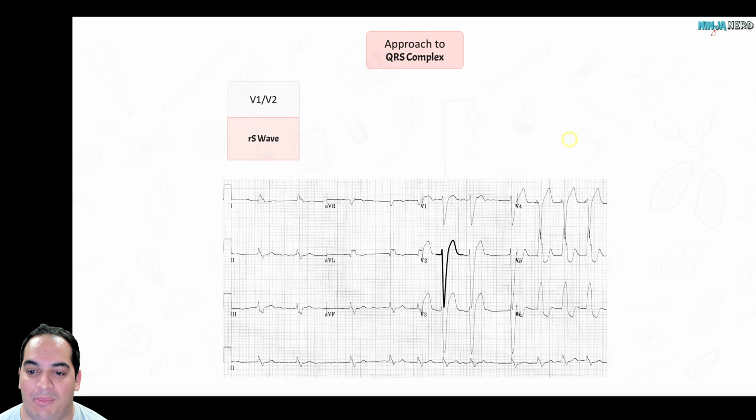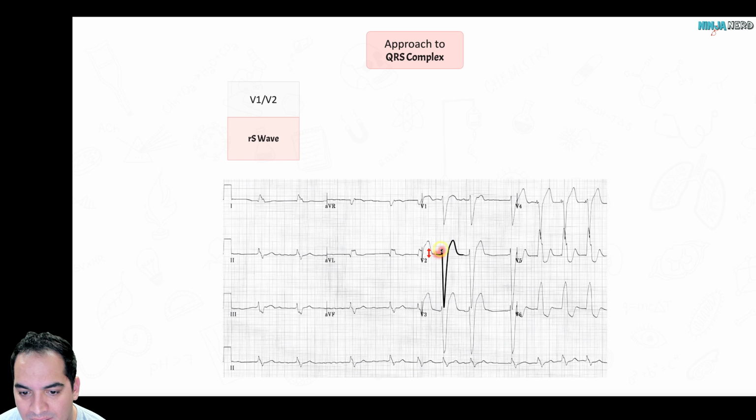I want to know, does the patient have bundle branch blocks or ventricular hypertrophy? All right, so let's say I want to assess these patients for bundle branch blocks potentially. Well, how do I do that? Well, I like to look at V1 and V2 first, all right? And what I want to see is something called an RS wave. I just want you to really look here for a very deep S wave in V1 and V2.